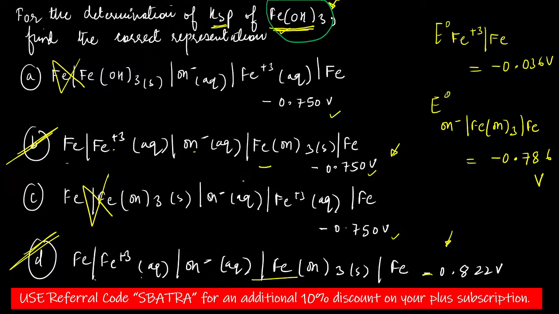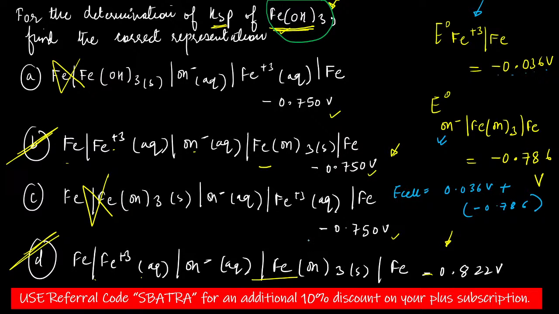Our anodic compartment is iron 3+, so that means oxidation is happening over here. This one is the reduction potential, which is minus 0.036. So how will we find the E cell? We'll take the negative of it, that means 0.036 volts, for iron to iron 3+. Then we have the metal insoluble salt anion, and this is given in reduction form only. So now we just have to use this value, minus 0.786 volts.